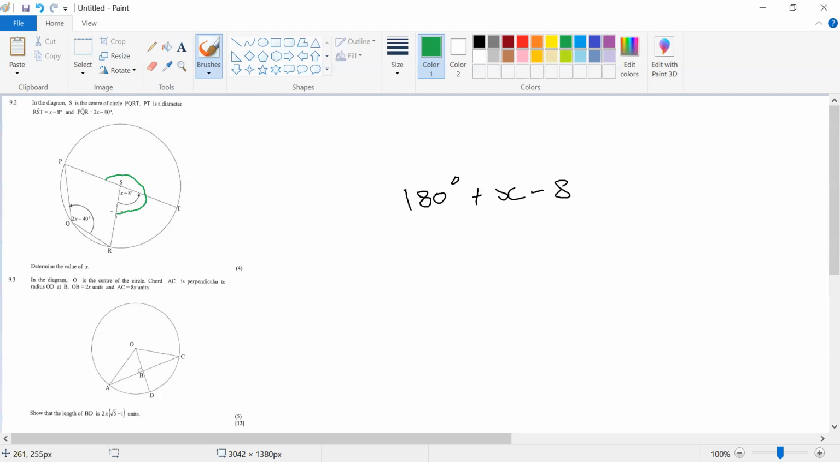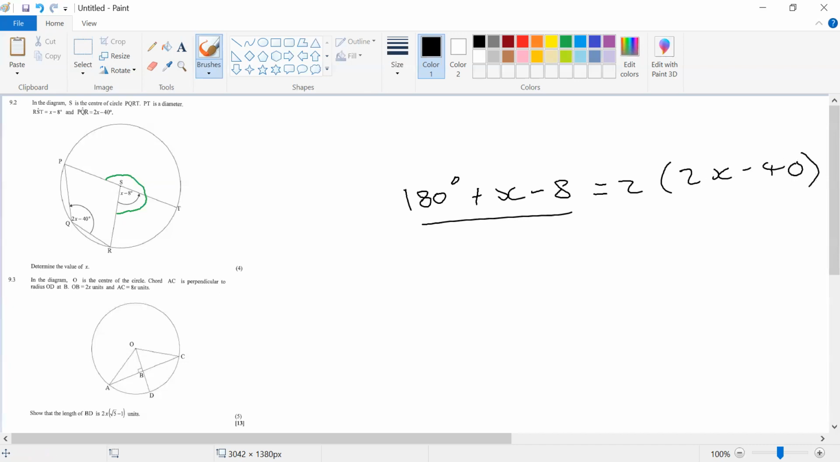Yes. Right, now that we have that outer angle, all we have to do is apply the whole rule that I've just showed you, to say that that outer angle is equal to 2 times the angle at the circumference, which in our case is 2x minus 40.